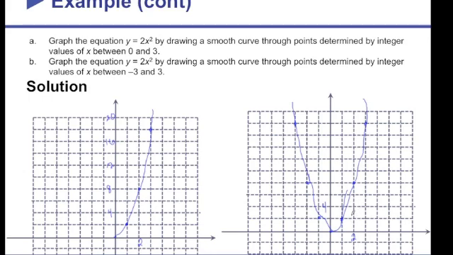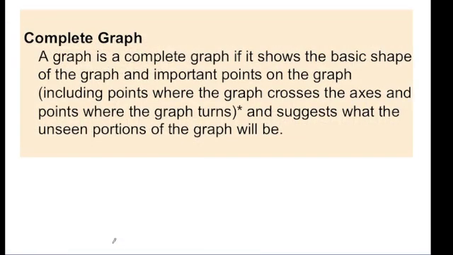Okay. Now, a complete graph, as we'll look at on the next slide, has to show important points: where it crosses the x-axis, and this one just touches the x-axis, where it crosses the y-axis, and any turning points. So this one has a turning point. This one we cannot see a turning point, so it's not the best graph. So as I said, a complete graph shows the basic shape of the graph and important points, including the points where it crosses both the x and y axis and where it turns, and suggests what the unseen portions of the graph would be like.